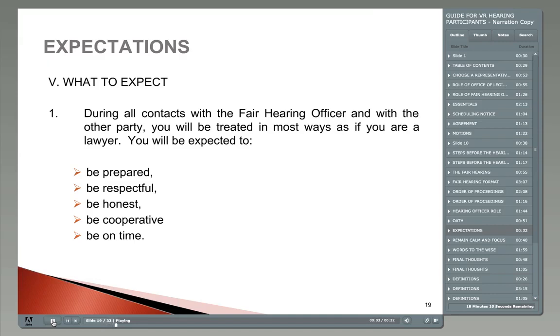What's expected of me as a representative? During all contacts with the fair hearing officer and the other party, you'll be treated in most ways as if you're a lawyer. I just referenced that a minute ago. You'll be expected to be prepared, be respectful, be honest, be cooperative, and be on time. Again, you're not expected to have the legal sophistication, but you are expected to adhere to these basic principles.